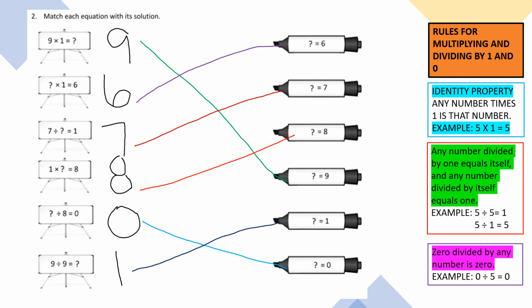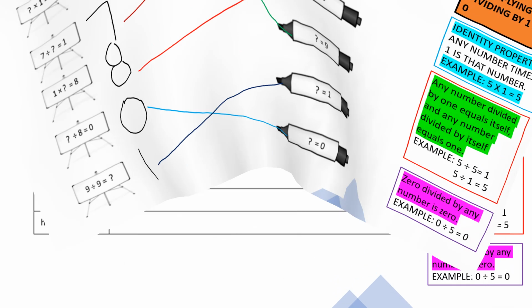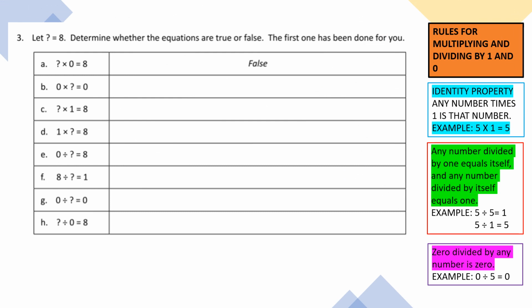Okay, let's move on to the next part of our homework. Okay, now number 3 says, let question mark equals 8. So every time you see a question mark, that equals 8, okay? Every time you see a question mark, that equals 8. Determine whether the equations are true or false. The first one has been done for you.